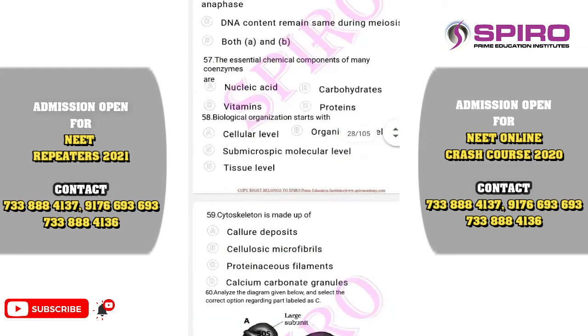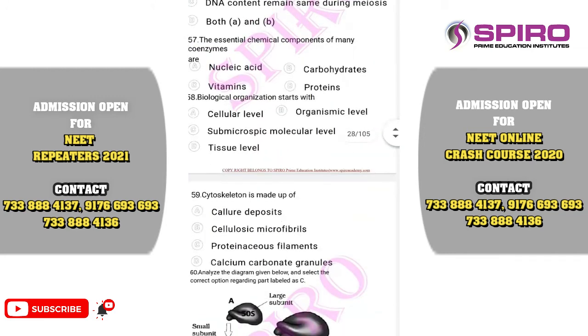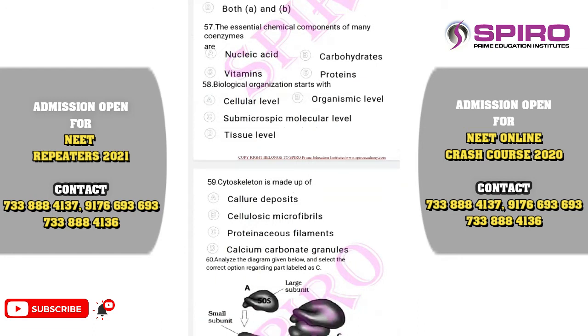The essential chemical compound of many coenzymes is nothing but a vitamin. It is a direct NCERT question because you know about these coenzymes, right? Niacin, NAD. Yeah. So the correct option is option C, vitamins.